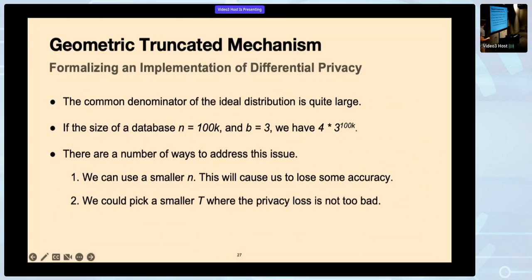The second thing we could do is use our quantification of privacy loss, namely alpha prime differential privacy, to pick a smaller t where that observed privacy loss isn't that bad. Maybe we're okay with having an alpha of 1/3 instead of 1/2. We can pick a corresponding t that lets us do that.